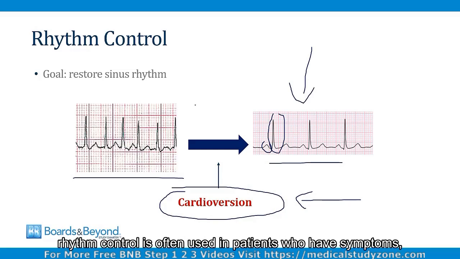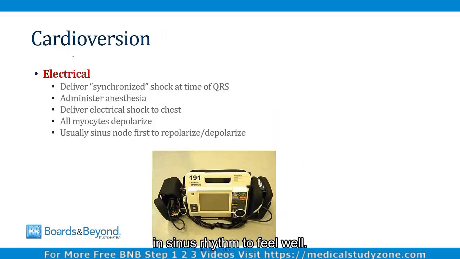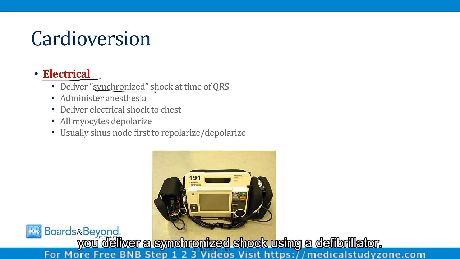And as you can imagine, rhythm control is often used in patients who have symptoms even after we slow their heart rate down. Those are the patients who really need to be in sinus rhythm to feel well. So there's a couple of ways to achieve cardioversion in atrial fibrillation. The first way is electrical. In electrical cardioversion, you deliver a synchronized shock using a defibrillator.